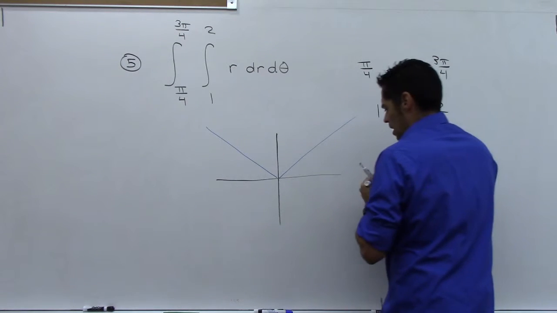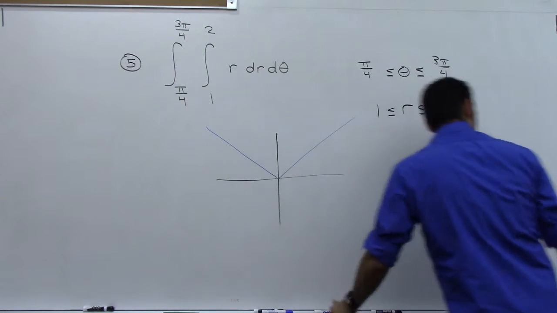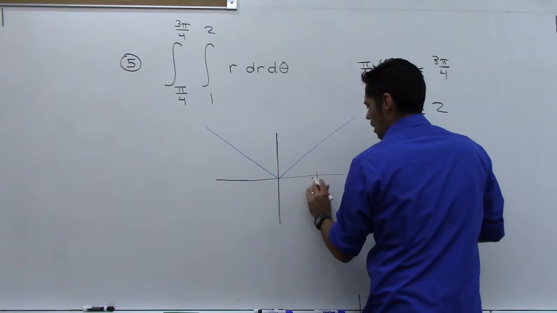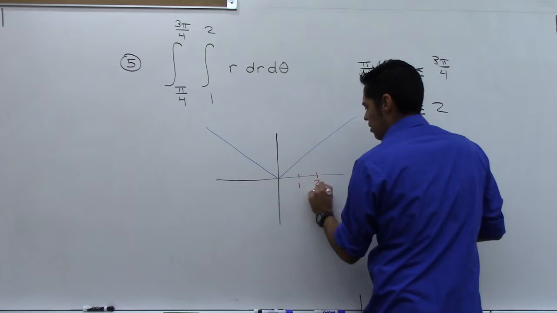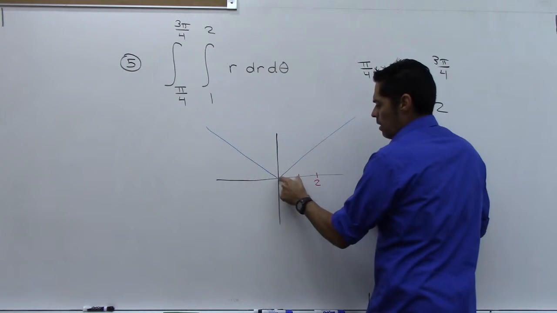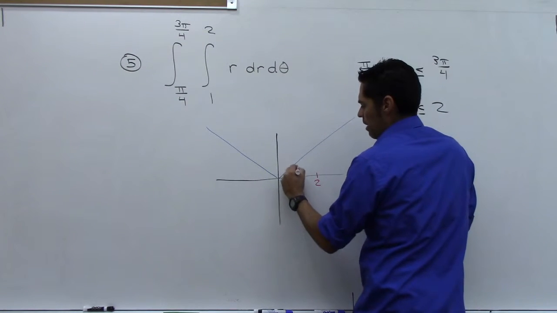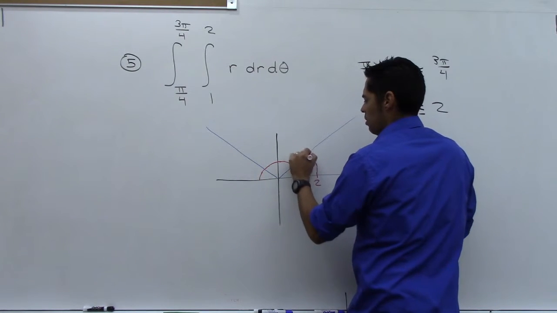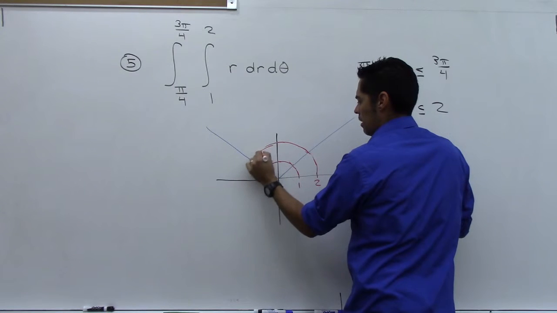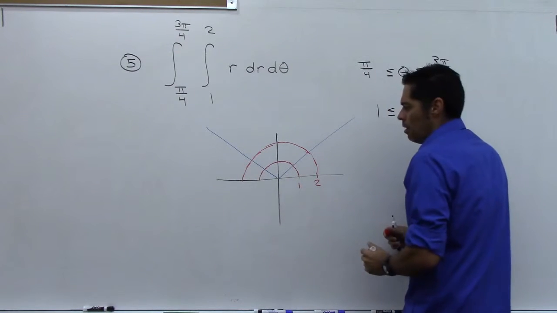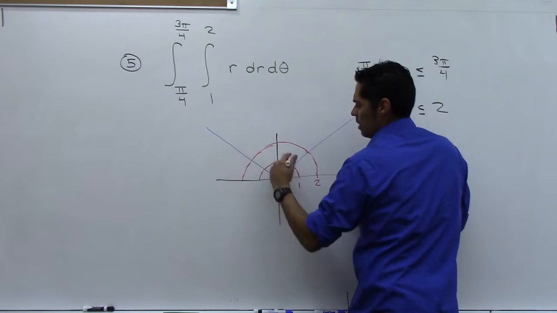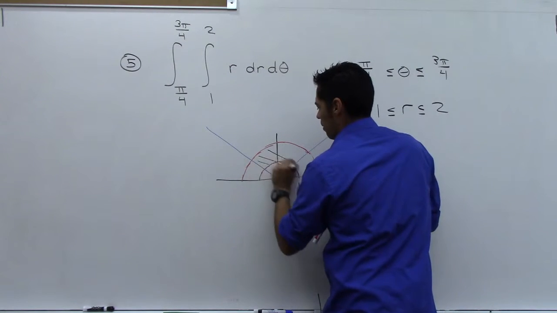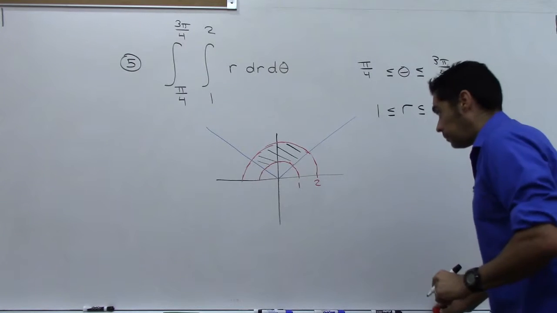So let's say that this is 1. No, you know what, let's make this 1, and that's 2. Then if we go out 1 up here, imagine having a circle of radius 1, and then a circle of radius 2, like this. Then we want all the points between these two angles and between these two radii. So this is our polar region right in there.